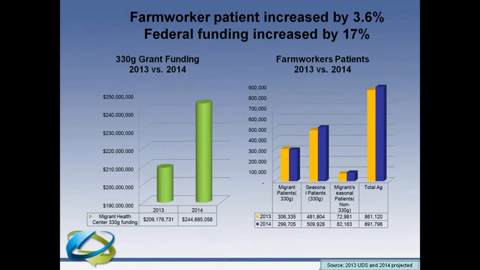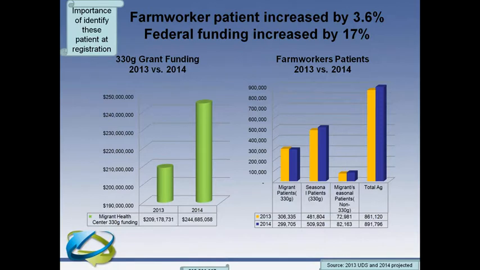So with that, I'm going to give you a little bit of an idea of what the farm workers' revenue or the migrant funding looks like versus the patient volume, because here it's really critical for employees to understand that they need to identify the patient in the special population, and especially in the farm workers. So you'll see the federal funding that was received in 2013 versus 14.